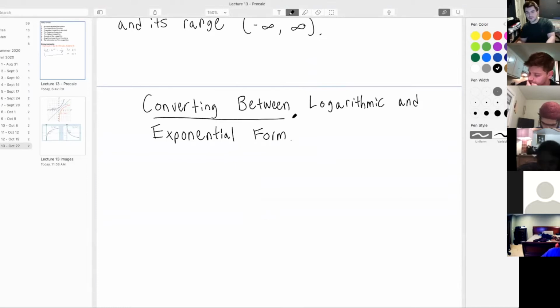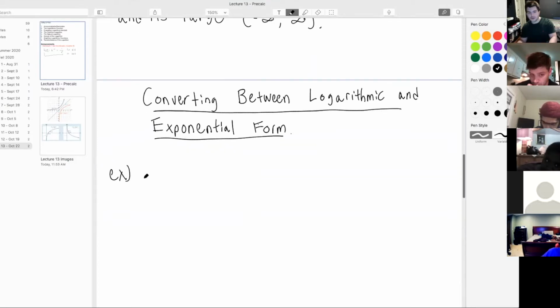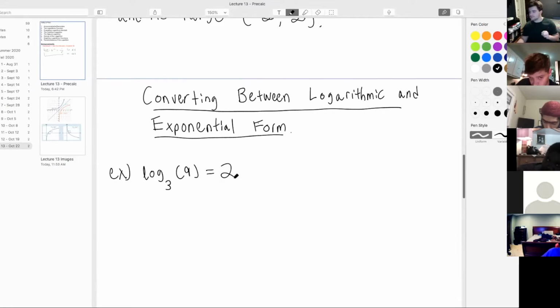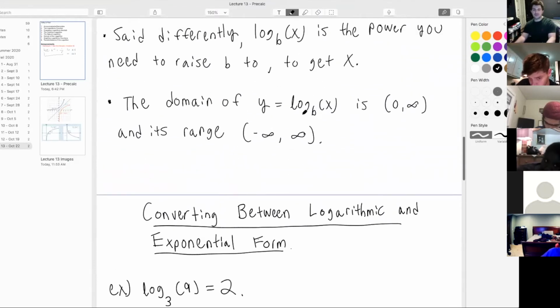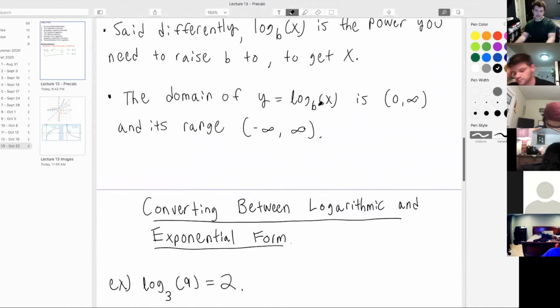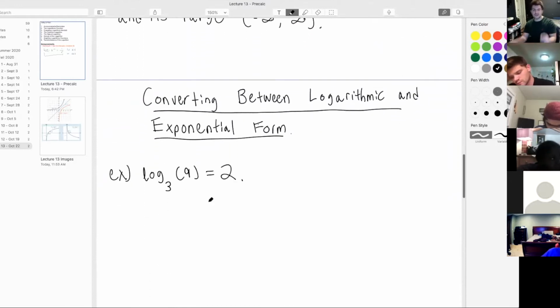Okay, all right, so here we go. Let's do the first example. We'll do log base 3 of 9 equals 2. In the expression, I have a b, a y, and an x. So let's identify what those values are in this specific equation.